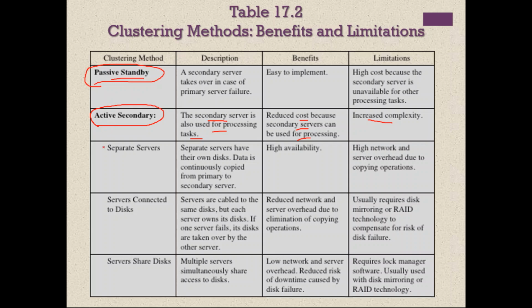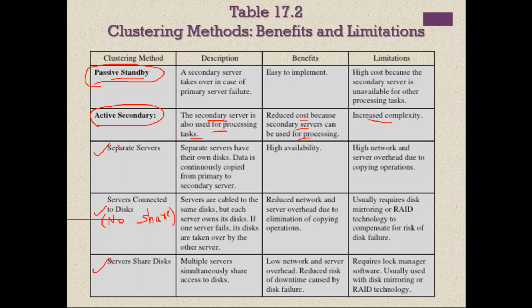So this active secondary can be classified into three categories. One is called separate servers, the other is called servers connected to disks, and the other is called servers share disks. The second method is also called servers connected to disk, and it is also called no share. They don't share anything. We'll discuss.